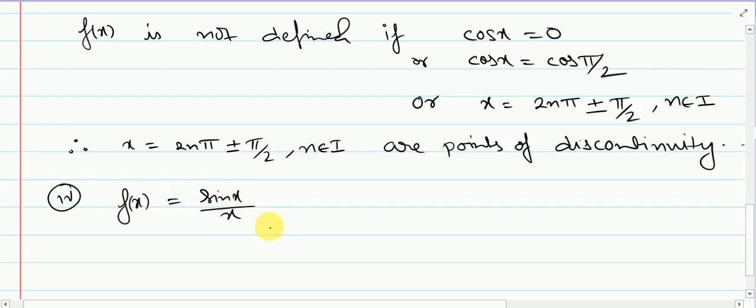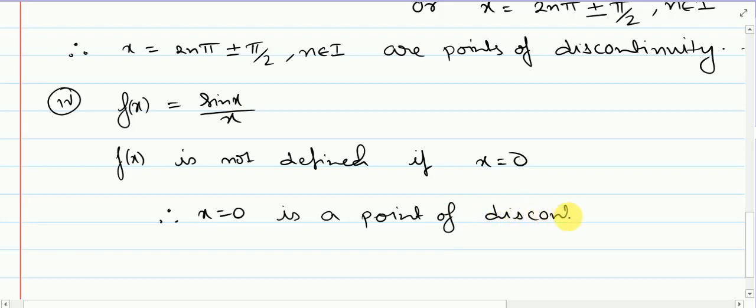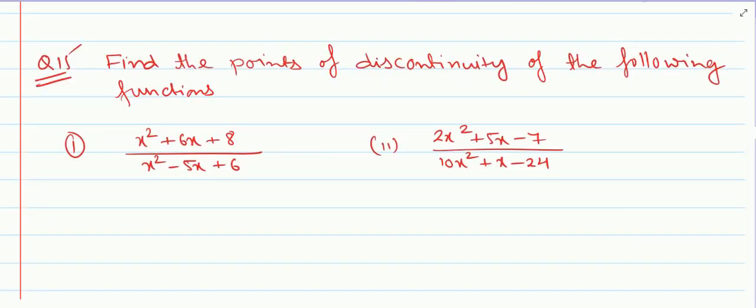So f of x is not defined if x is equal to 0, the denominator is 0. So it has got only one point of discontinuity. Therefore x is equal to 0 is a point of discontinuity. So this question is also done.